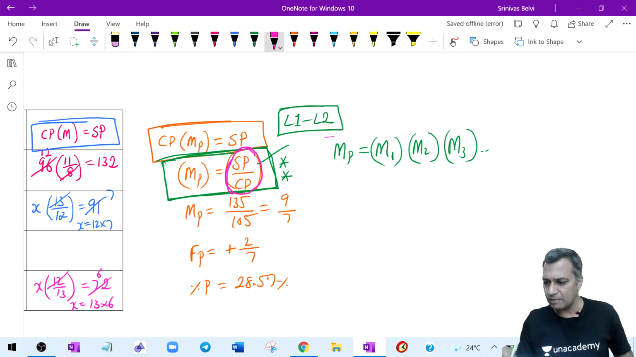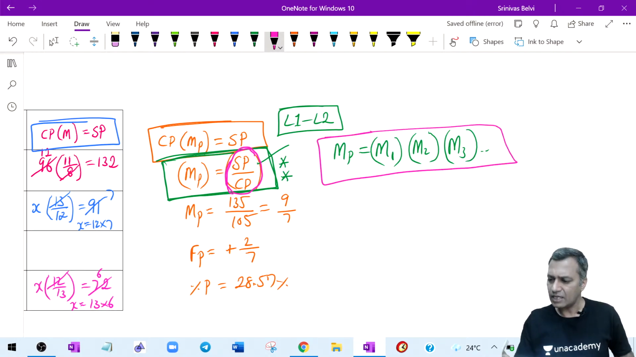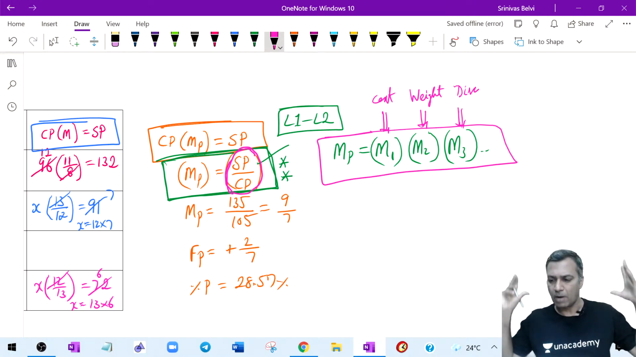So therefore, multiplier related with profit is made up of the selling price by cost price, or it can be multiplier related with the cost. It can be multiplier related with the weights. If it is a trader, it can be multiplier related with the weights. It can be multiplier related with the discount. All of this put together finally arrive at the mark price.